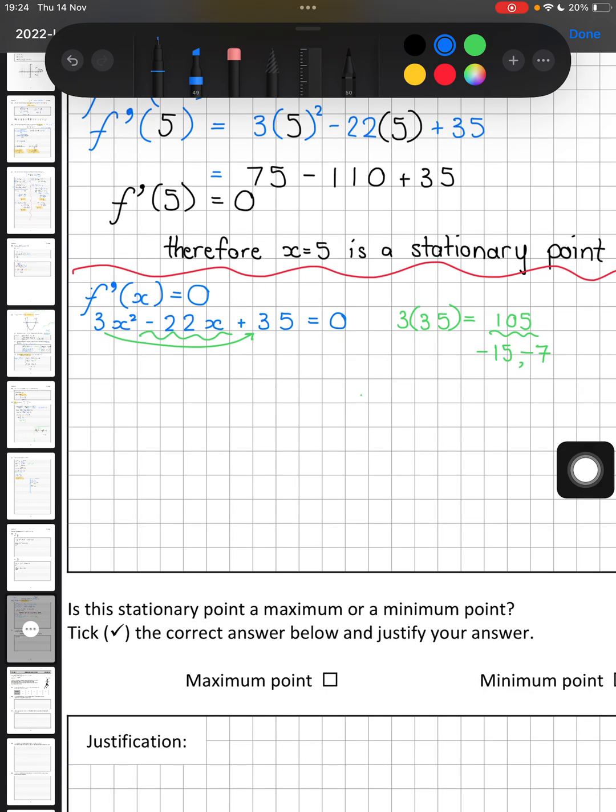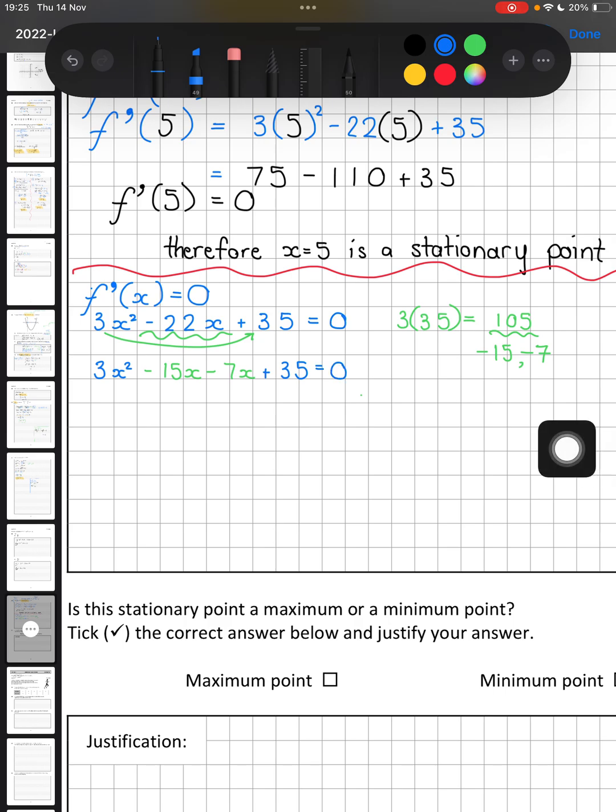I'm going to rewrite it out. So I have a 3x squared, and I'm going to rewrite the exact same equation, but see this minus 22x? I'm going to change that for a minus 15x minus 7x. So I'm not changing anything about the equation here. I'm writing down the x's as well. I'm literally changing out minus 22x with something that it's equal to. And then I'm copying the rest of the equation down.